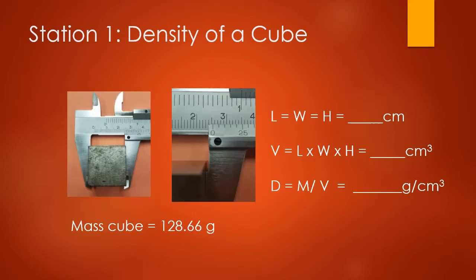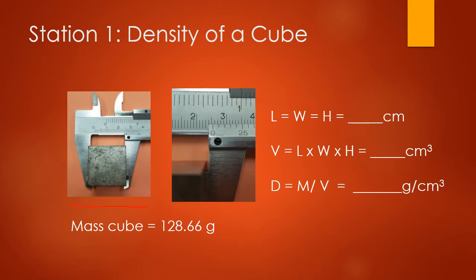So let's start by looking at the length of a cube. For Station 1, you need to measure length, width, and height. Notice I only have one measurement on here. In the first picture to the left, I'm showing the cube being measured with calipers. Calipers is just a more accurate ruler that's going to help us measure smaller things. In the picture to the right, that's just a close-up of that same measurement.